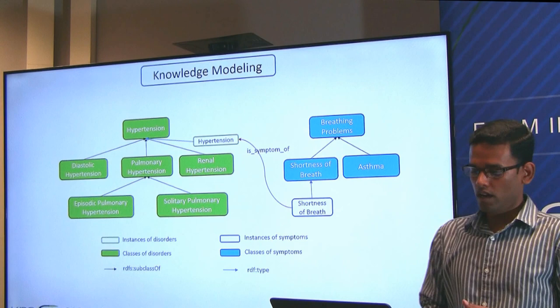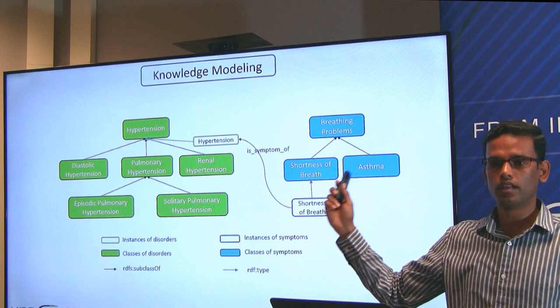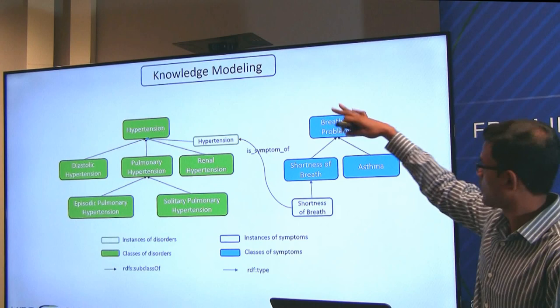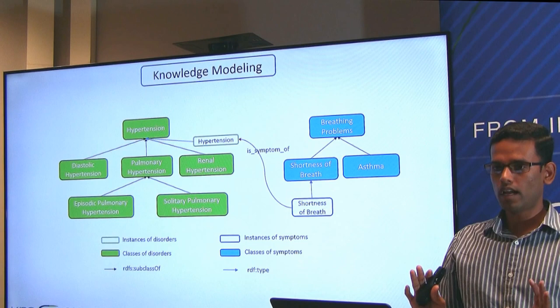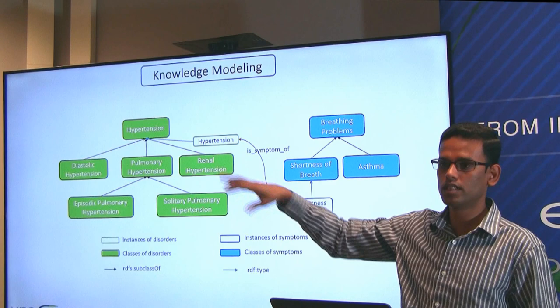Now we have hierarchical knowledge and we have the relationship. This is how the knowledge base looks. It tells what the hierarchy in hypertension is, what the hierarchy in breathing problems is, and the relationship between those two. So this is the knowledge base that we have right now. We assume that we know some of these relationships. We just don't know all of those things.